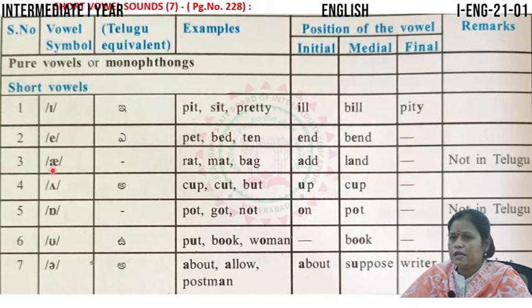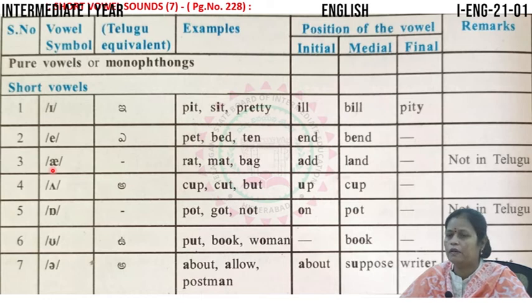Next, this is the ear sound. It is also called a semi-vowel sound, not exactly a vowel or exactly a consonant, and there is no equivalent symbol in Telugu. Let us see: rat, mat, back, and in the initial, add, land. There is no equivalent symbol or sound in Telugu. The sound is present, but the symbol is not there.